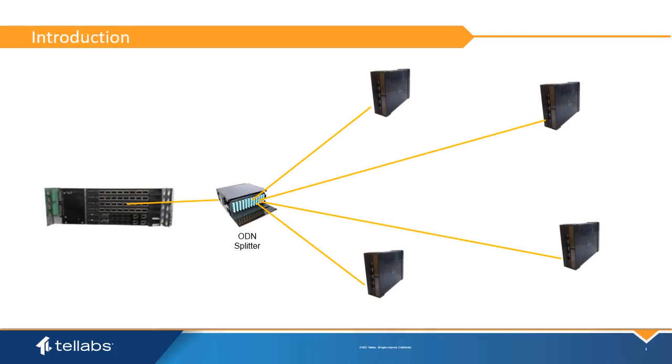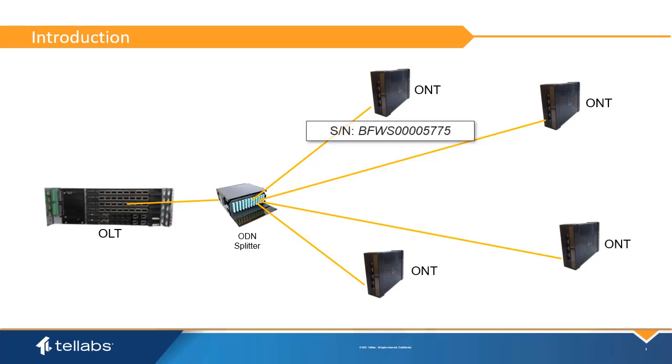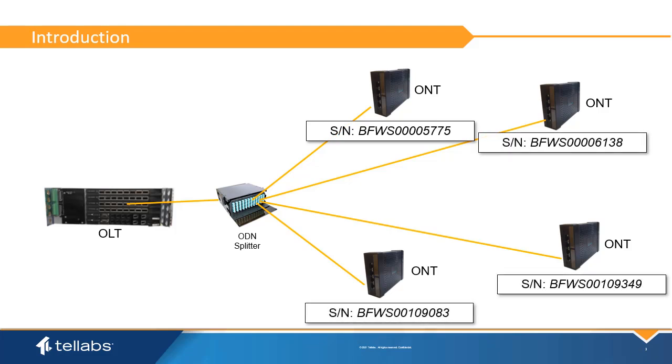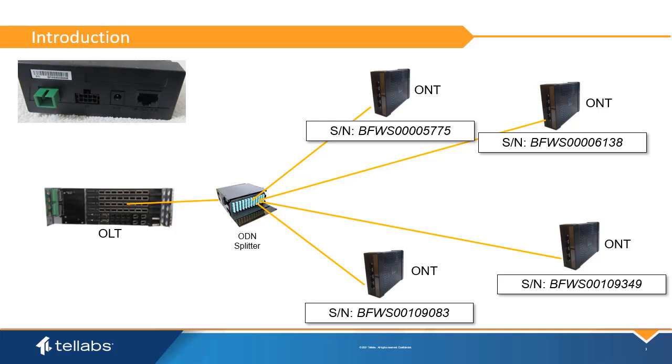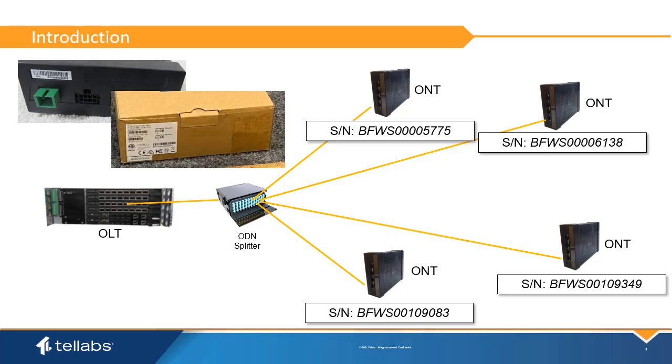The Telabs Optical LAN network element consists of an optical line terminal, or OLT, and potentially hundreds of optical network terminals, or ONTs. ONTs are an extension of the OLT and are registered as part of the OLT by their serial numbers. Each ONT has a unique serial number that is printed on the back or side of the ONT and on the ONT packaging.